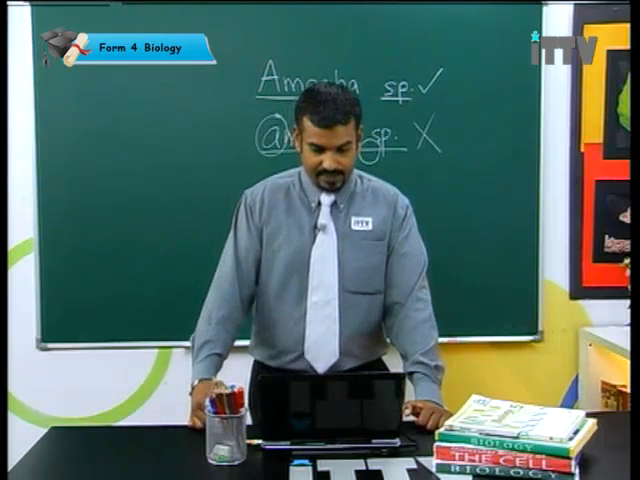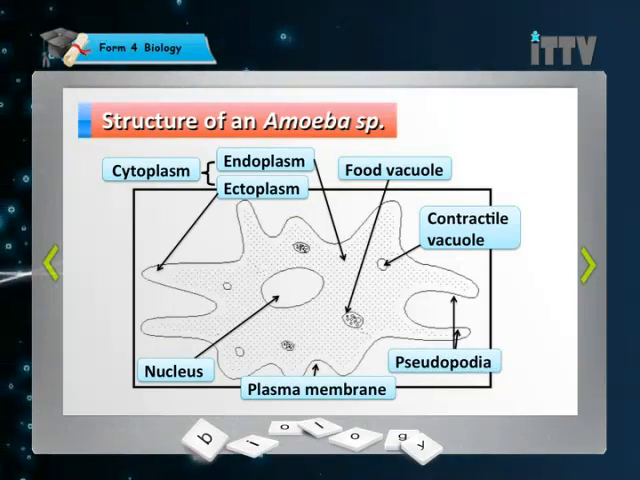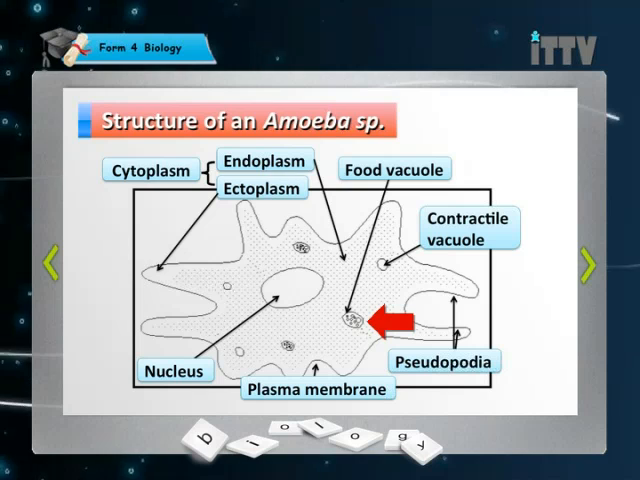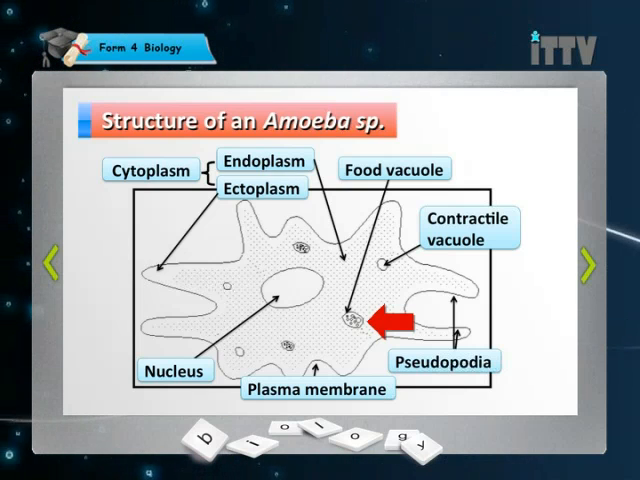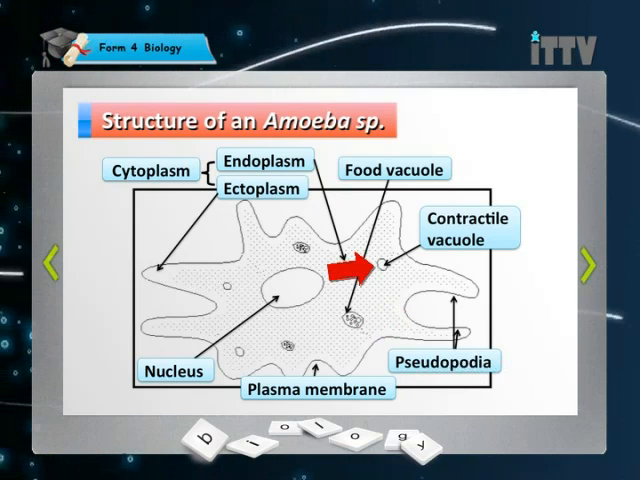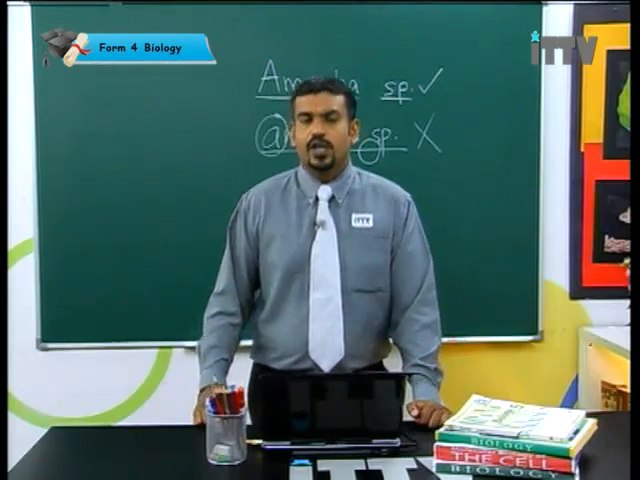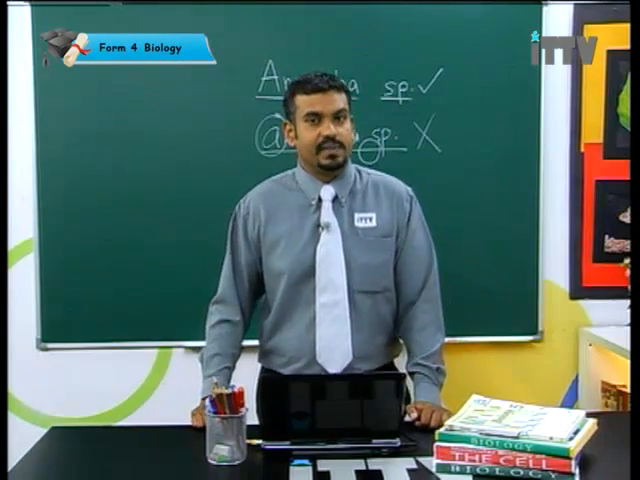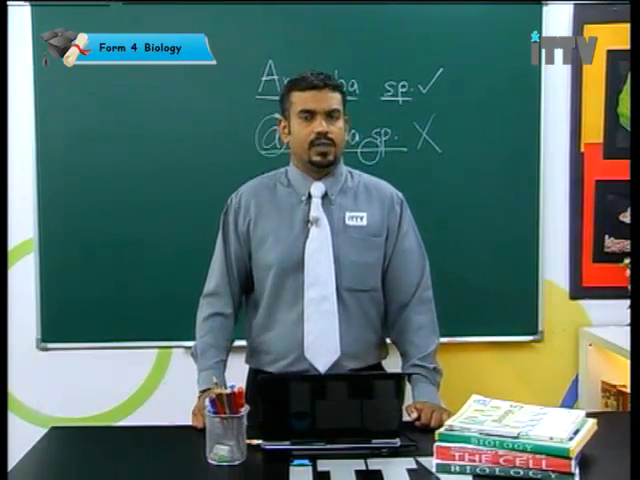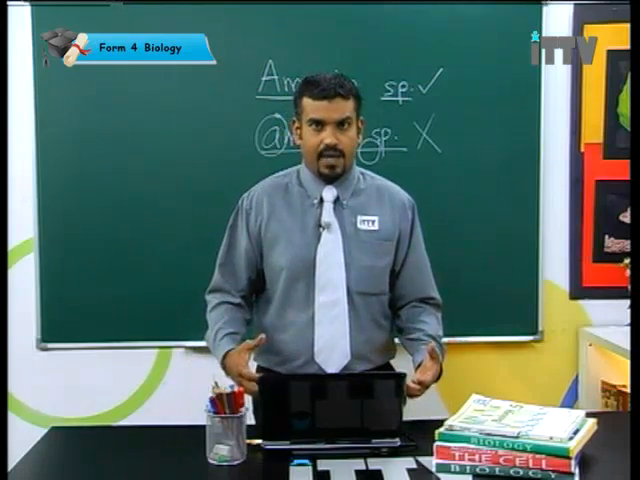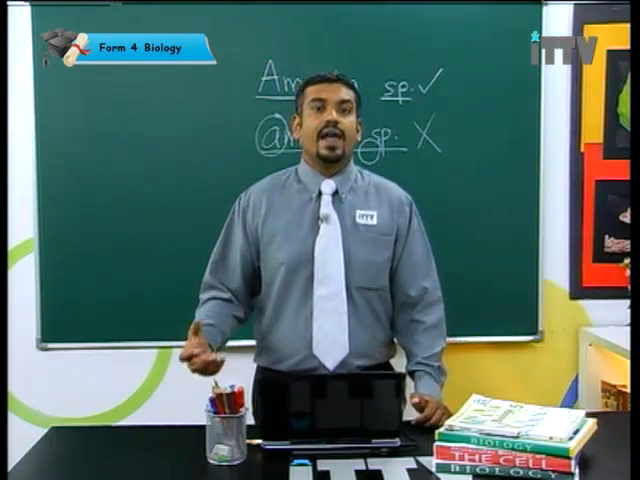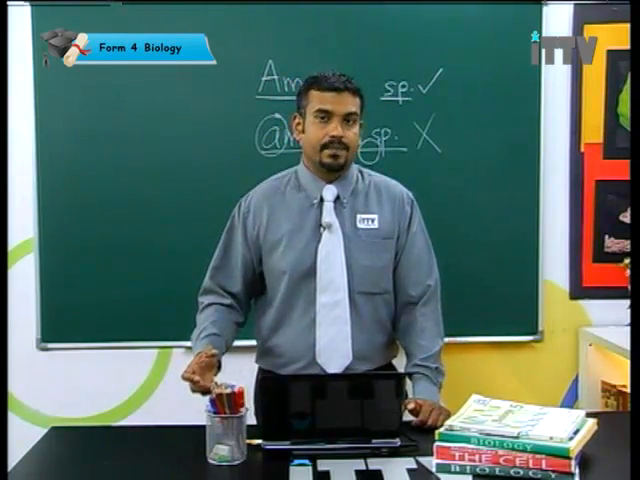Okay? Let's carry on. You can see that there is a food vacuole there. A food vacuole stores food, obviously. And then we can find a contractile vacuole. Now, what is the function of this contractile vacuole? You will see this again in the paramecium species. A contractile vacuole helps the amoeba or the paramecium later on to regulate its own osmotic pressure.